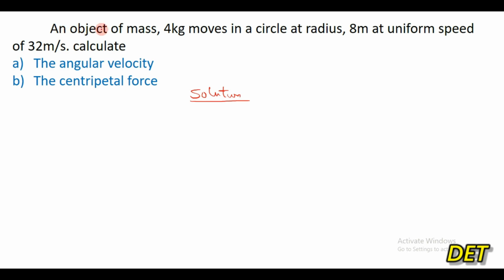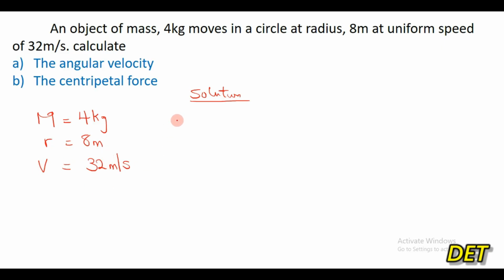So the question says an object of mass 4 kg. So the mass of the object is equal to what? 4 kg. An object of mass 4 kg moves in a circle at radius 8 meters. So the radius of the circle is 8 meters at a uniform speed of 32 meters per second. So it moves at a uniform speed. Velocity is equal to what? 32 meters per second. Calculate the angular velocity. So we're given mass, we're given the radius, and we're given the velocity.